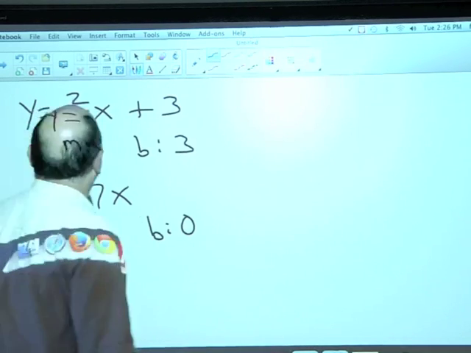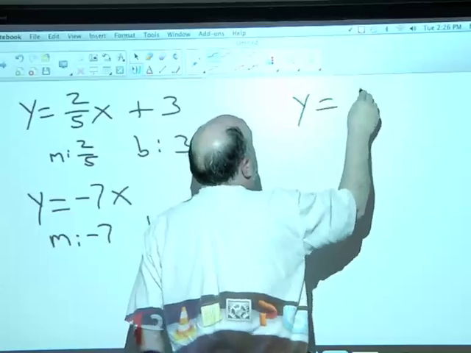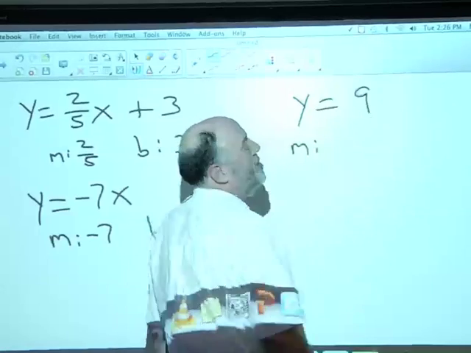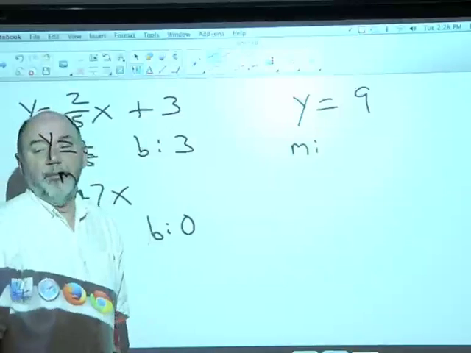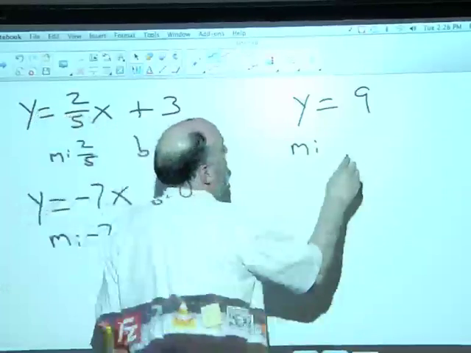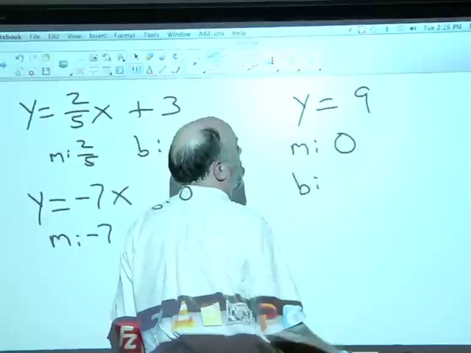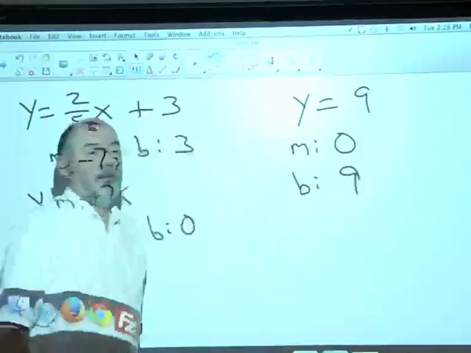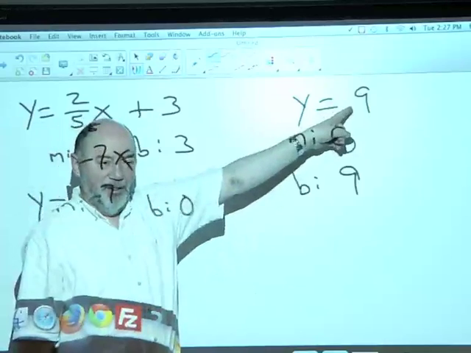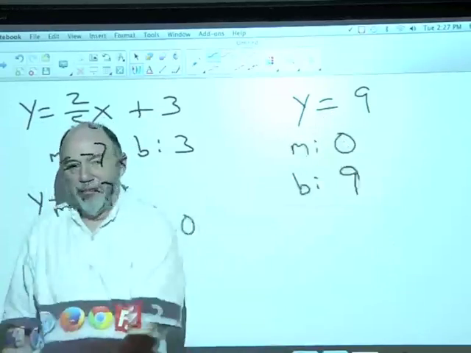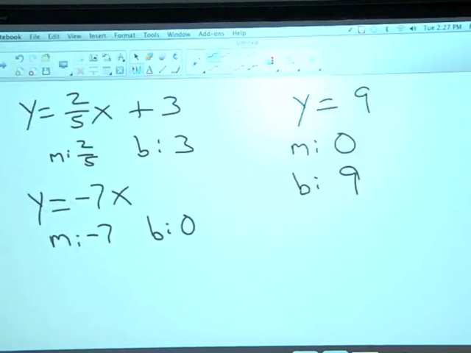Let's see. Y equals 9. What is the slope? 0. What's the y-intercept? 9. After all, how many x's do you see here? None. Slope is 0. After all, I don't have to write the equation as y equals 0x plus 9. We don't need to write that, because 0x is 0. So I don't write it down there, but the slope is 0.